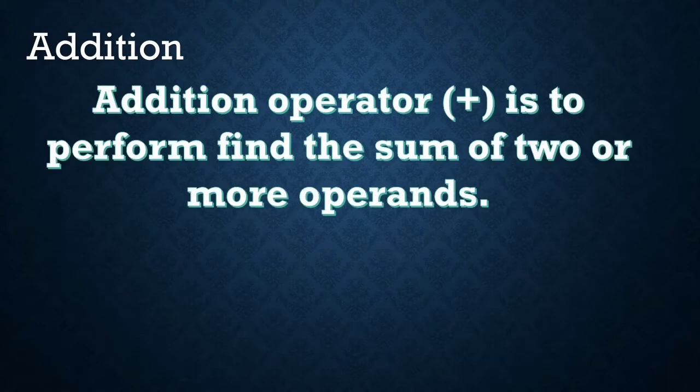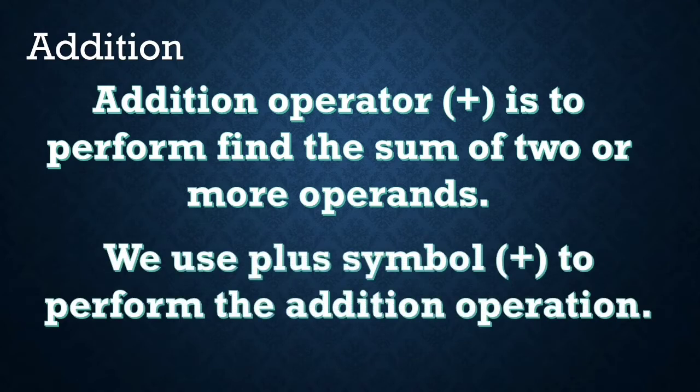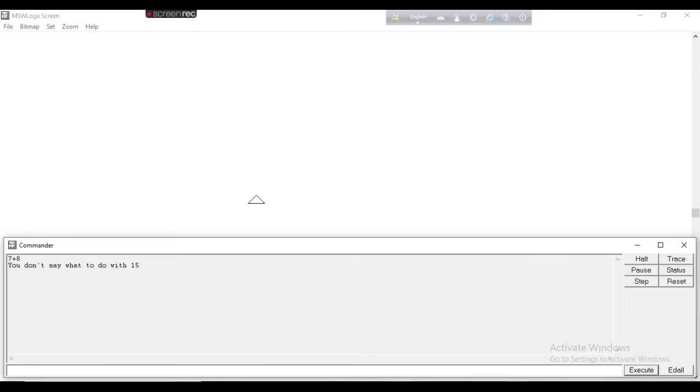First is addition. The addition operator is used to find the sum of two or more operands or numbers. We use the plus symbol to perform the addition operation. Now here you can see how it works. First you can put the numbers with the addition sign, or you can use the print command, and here you also get the result, as you can see in this video.